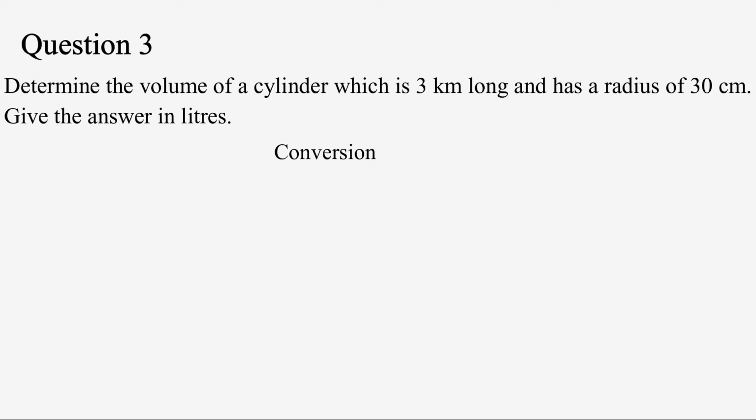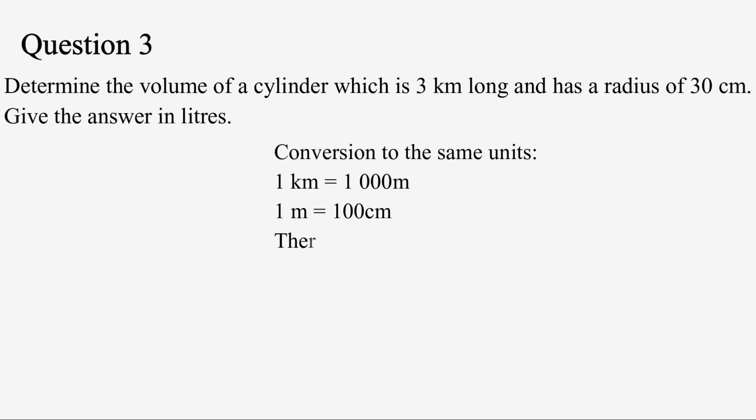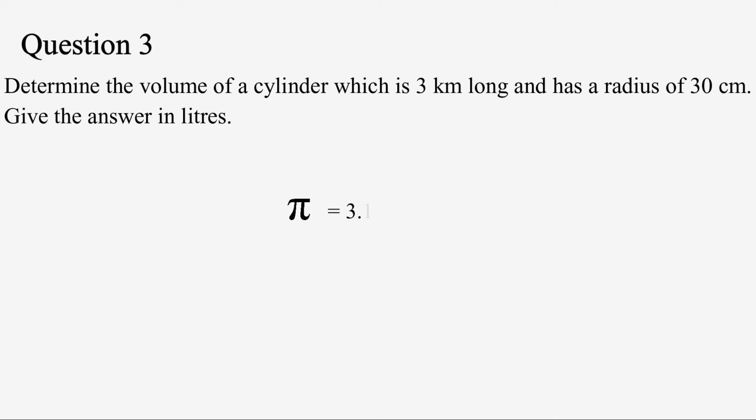First we just need to convert them to the same units. Just for context, 1 kilometer is 1,000 meters and 1 meter is 100 centimeters. Therefore, to convert our kilometers to centimeters, 3 kilometers is equal to 3,000 meters, which is equal to 300,000 centimeters.